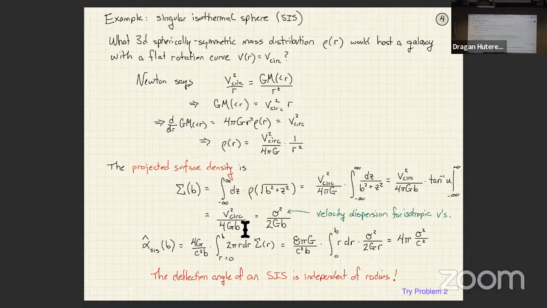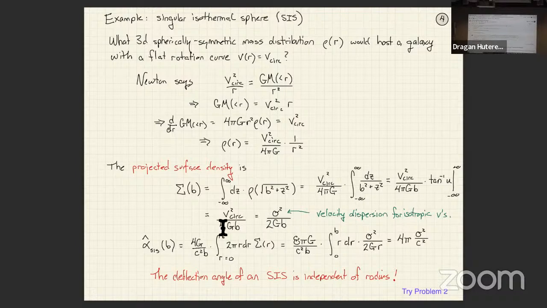And for those of you who have thought about dynamics a little bit, another way that this is often written is in terms of the velocity dispersion. If the stars in the Milky Way were moving in random orbits instead of in organized circles, then they would have a velocity dispersion called sigma, which is √2 smaller than the circular velocity. Okay. So the common formula for the surface density of an SIS mass distribution is just sigma squared over 2G times the distance from the center b.